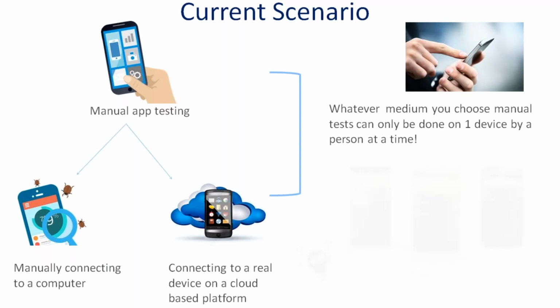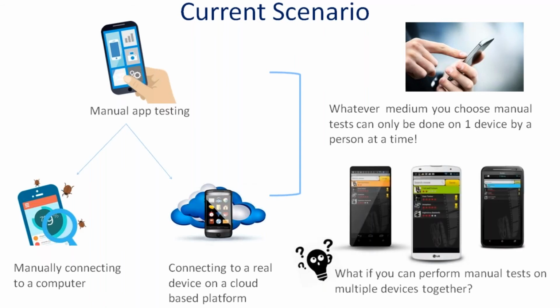Now, what if we provide you some feature, or suppose you figure out there is a solution available in the market which will help you to perform manual tests on multiple devices together? Do you really think that it will make a big impact on the traditional manual testing which we are doing right now? I'm pretty sure that you all will agree that it will definitely expedite the testing. It will definitely save a lot of your testing efforts and time, and you can actually get the results for multiple devices very quickly.